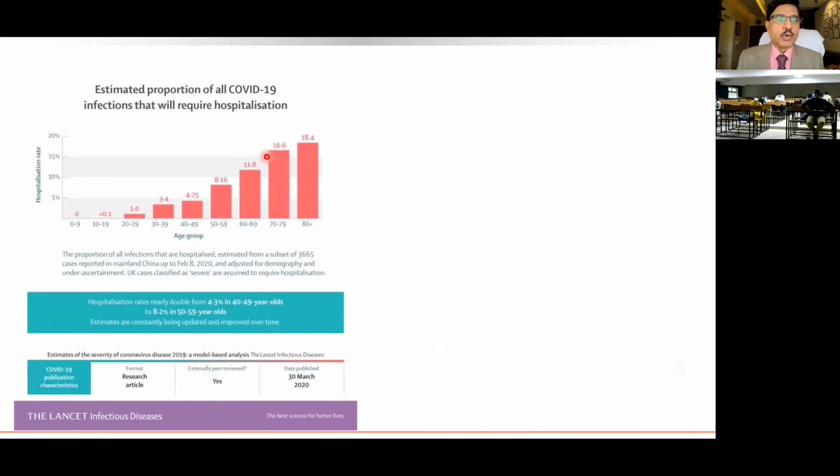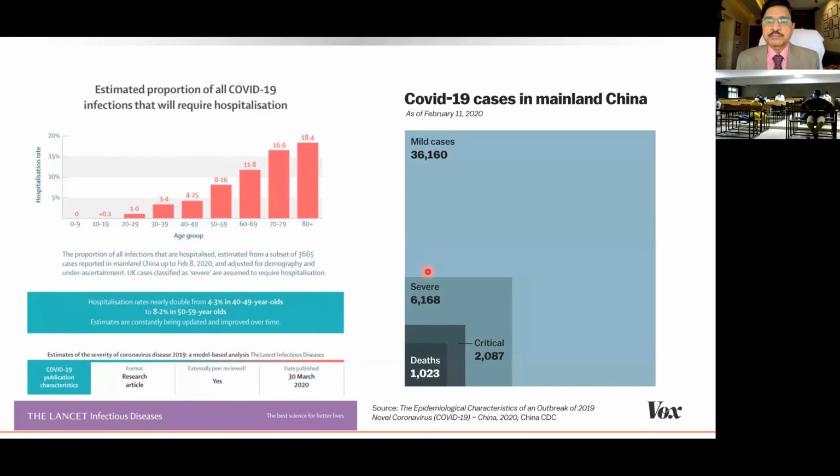Estimated proportion of COVID cases. This is the age distribution. And you see, higher the age, the more are the COVID cases. These are now hospitalizations. And likewise, you can see this is a Lancet publication: 8.2% in 50 to 59 versus 4.3% in 40 to 49-year-olds. So age is an important factor. You see here deaths of COVID. Critical patients, severe patients, milder cases. In that study, this is the square of milder cases, this is the square of the severe cases, this is the square of the critical cases, this is the square of the deaths.